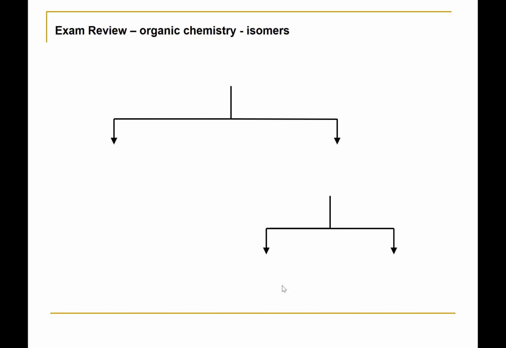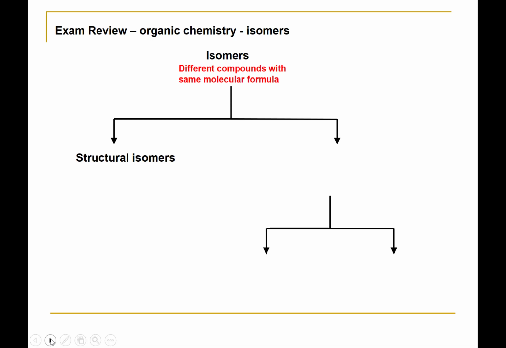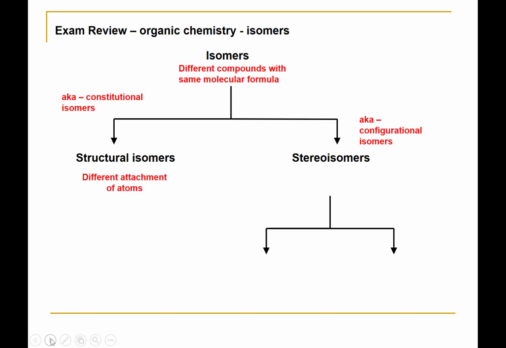And so the idea here is if we're thinking about isomers, isomers are different compounds that have the same molecular formula. Now, there are different ways that compounds can have the same molecular formula and yet be different. One of the ways is structural isomers, and the other way are stereoisomers. Now, structural isomers are also known as constitutional isomers, whereas stereoisomers are also known as configurational isomers. Now, structural isomers have different attachment of atoms. In other words, they will have a different four-part name. So if you look at the example here, we have butane and then we have methylpropane. Literally, they have a different attachment of atoms.